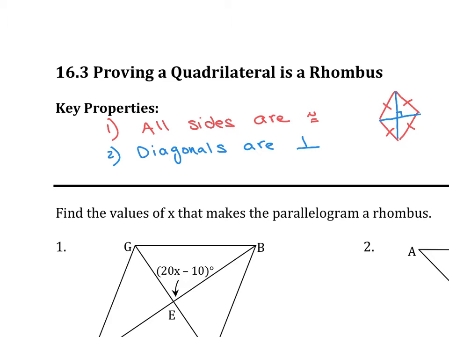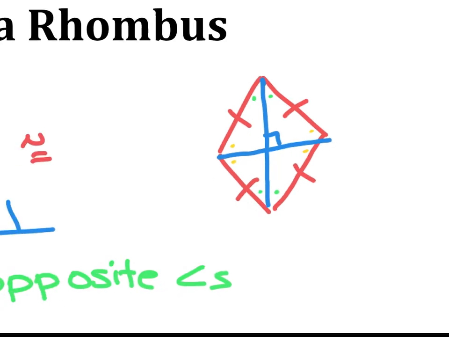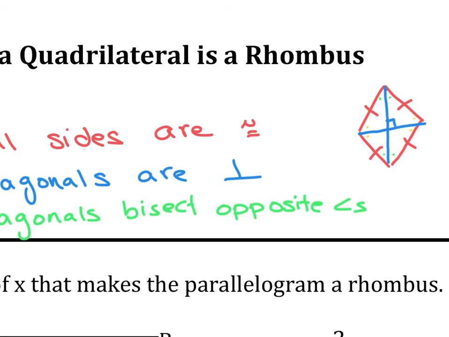Now remember that I know that diagonals bisect each other because it's a parallelogram, but I don't know that the diagonals are congruent. This is not a rectangle. And number three is that diagonals bisect opposite angles. Which means that this angle is equal to this, equal to this, equal to this. And this angle is equal to this, equal to this, equal to this. So it's good to color code them so you know which angles are going to be congruent to what.